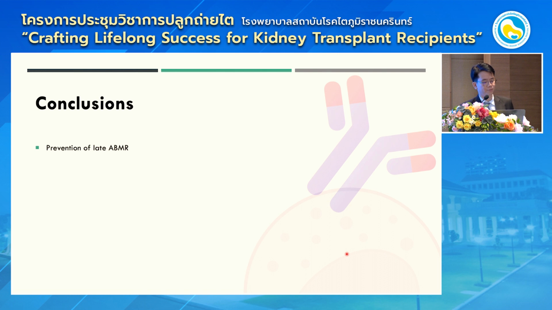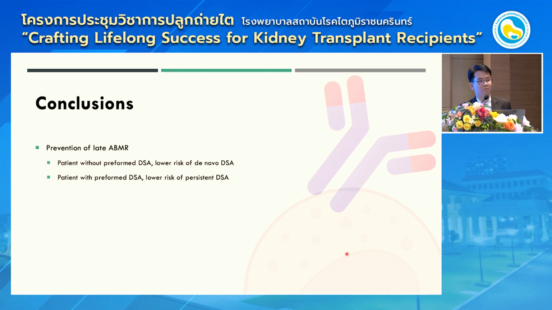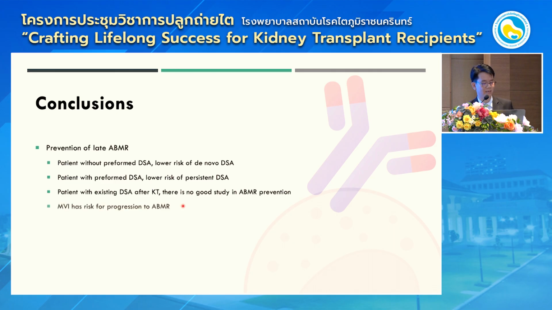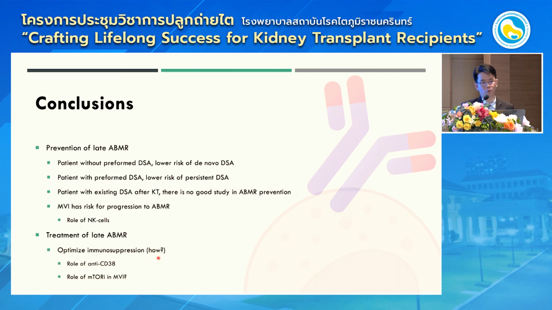In conclusion, to prevent late ABMR, we have to try to lower the risk of de novo DSA and lower the pre-transplant DSA as much as we can. But in patients who already develop DSA after transplantation, there is no good study for ABMR prevention. Around 50% will develop chronic ABMR. And MVI is the new category that has risk for progression to ABMR. There is a role of NK cell, and the treatment of late ABMR still has open questions. Thank you very much.